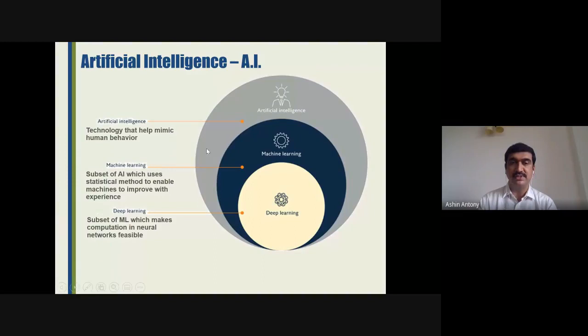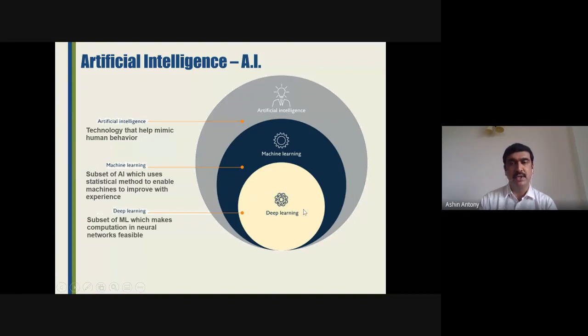So do understand that each of them is a subset, right from deep learning to machine learning to artificial intelligence. That actually means that all of deep learning is machine learning, and all of machine learning is artificial intelligence, right? So what differentiates each of them is the way they are implemented.